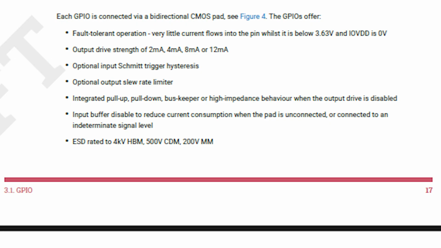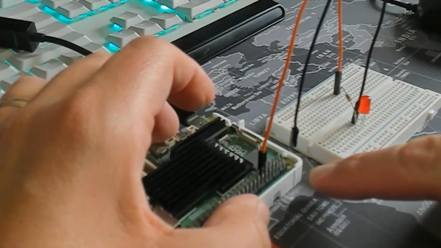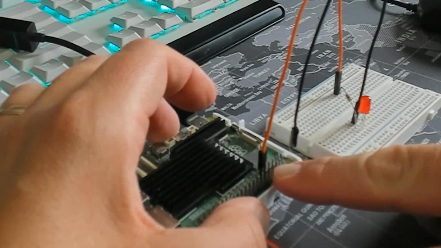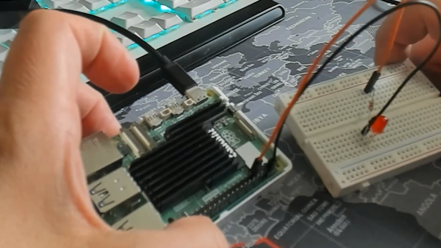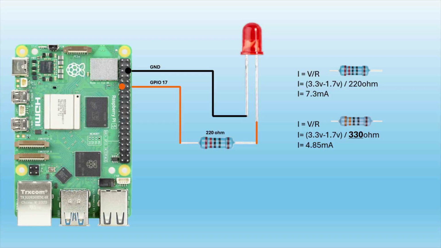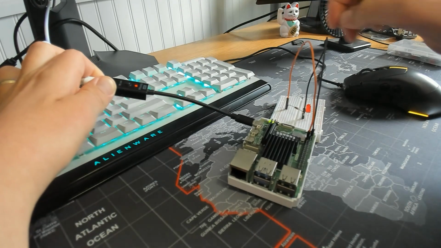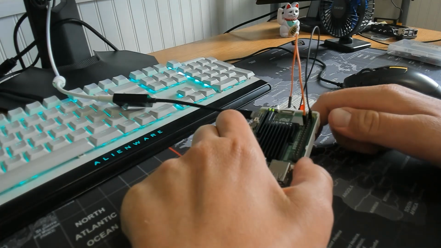The Pi 5 GPIO supports up to 12 milliamps of drive strength, but you shouldn't run it that high. You stick to around 5 to 8 milliamps. This is fine for LEDs, but for anything else bigger, use a transistor. For the setup, the 220 or 330 ohm resistor is fine. Both will put the pin below 8 milliamps. So now once the circuit's connected, we plug the Raspberry Pi in.